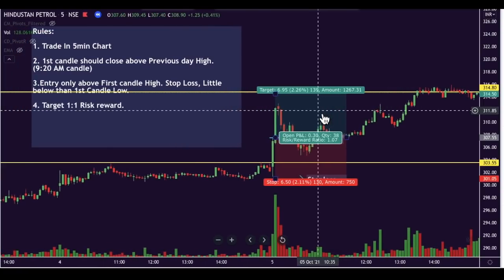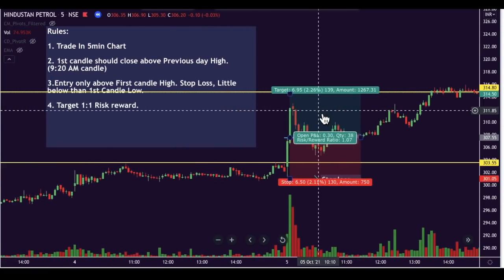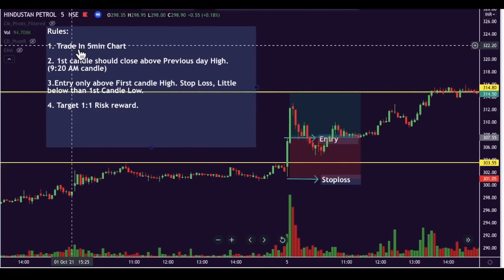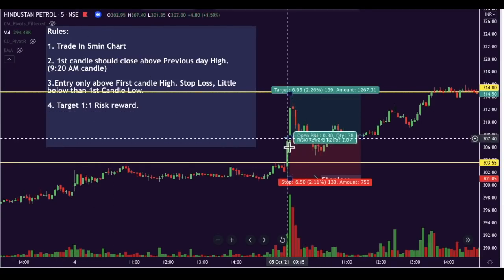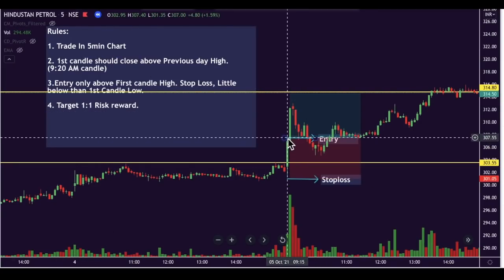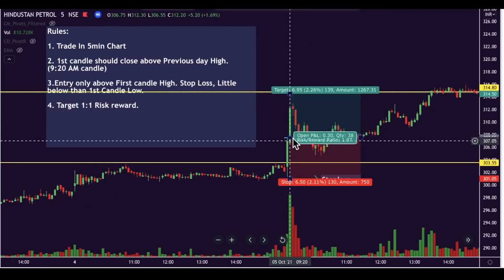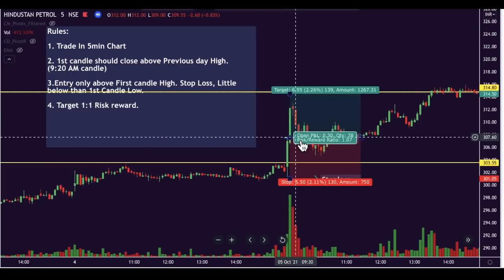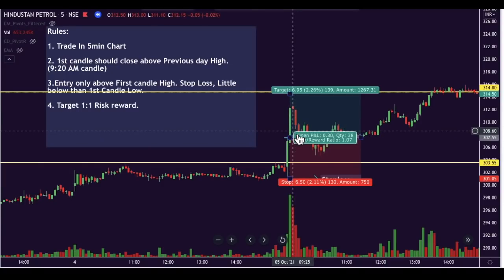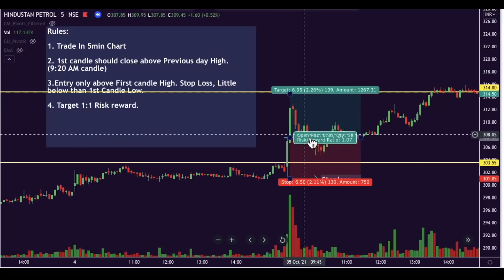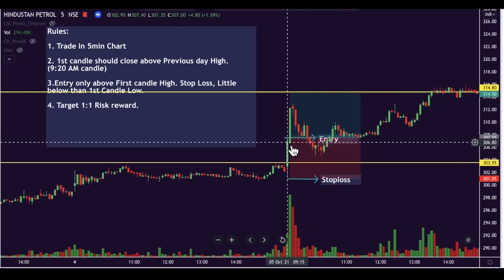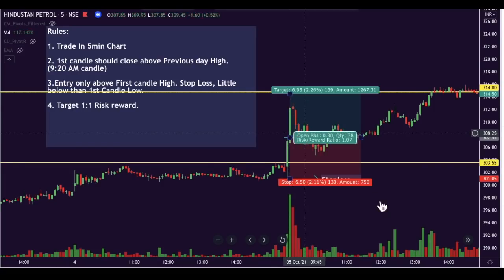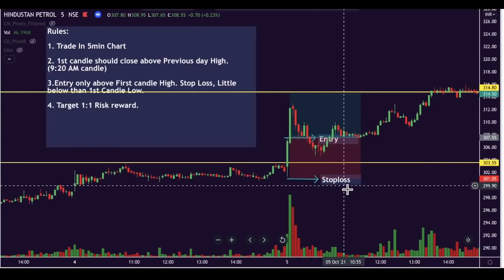So traders, by now I hope you have understood what the strategy is and how it works. We trade in 5 minutes. Our entry will be at the high of the first candle when the next candle opens. So when the second candle or the third candle breaks the high of the first candle, only then our entry will get triggered. What I mean by this is, in Zerodha or whichever broker you trade with, you can set the entry price. The entry price has to be a little above the first candle. Stop loss a little lower than the first candle.